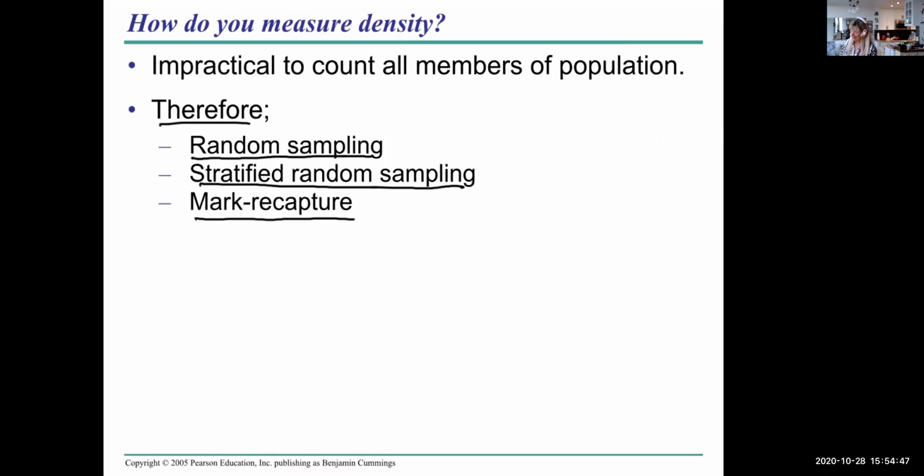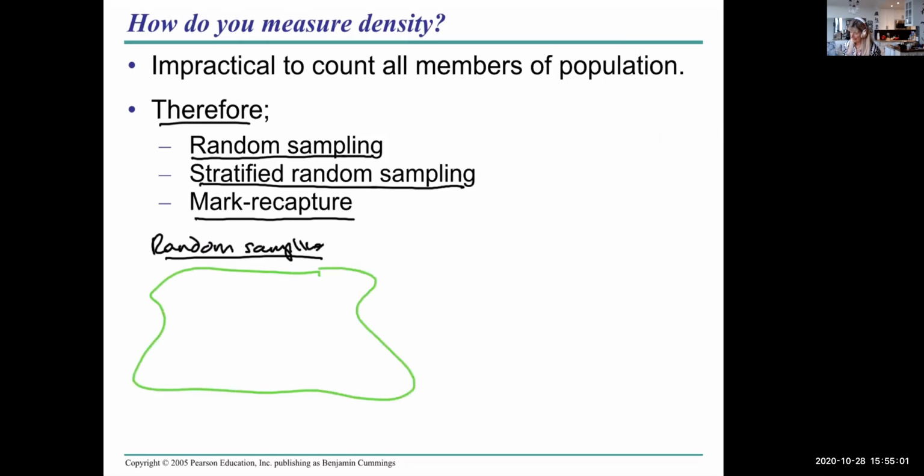I'll give you an example of something relatively simple. Random sampling. So there's a field. It's an extremely large field. Say it's like 100 hectares. And there are different plants in the field.